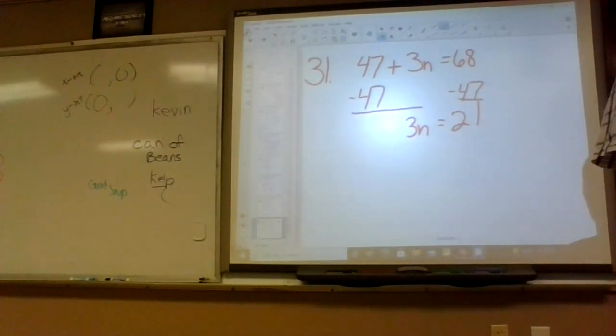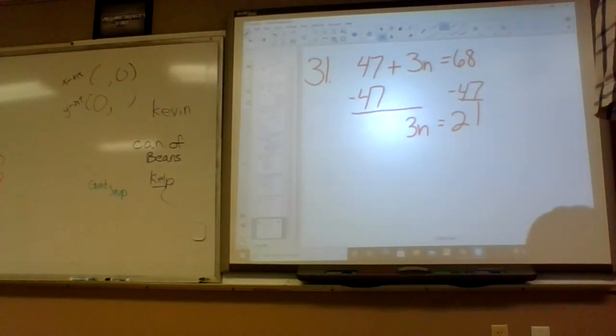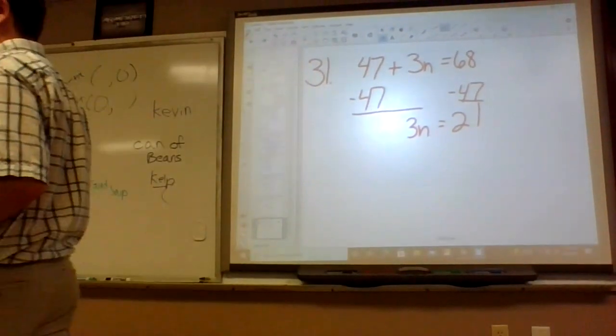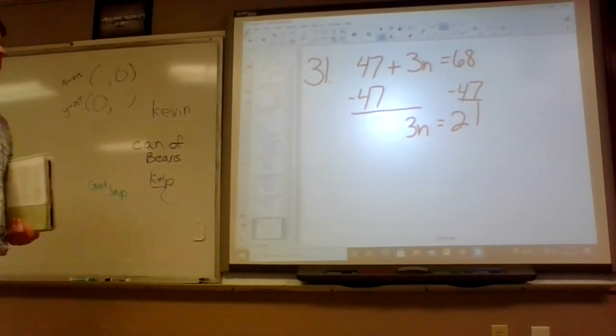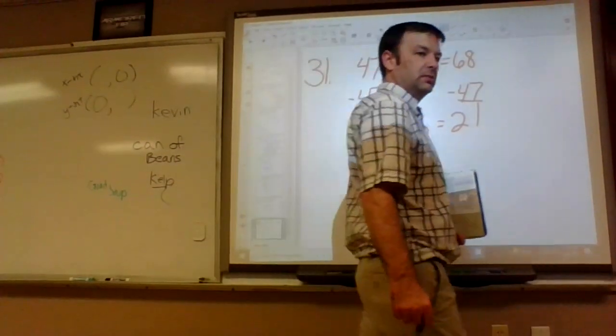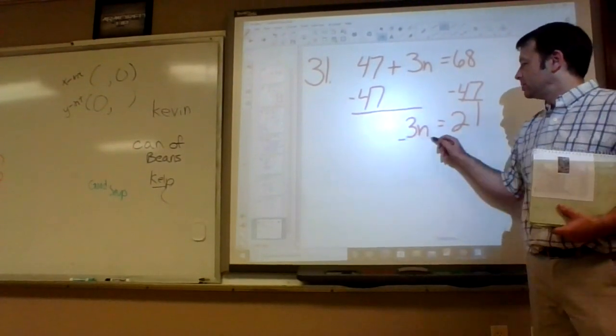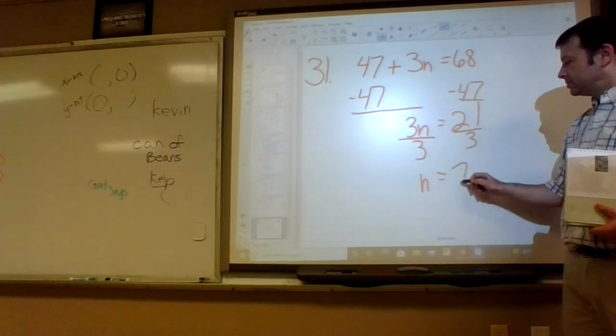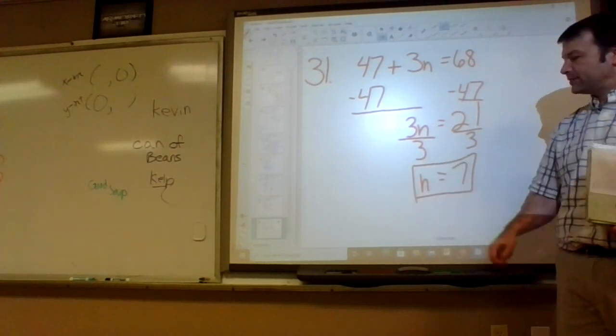So I get 3n equals 21. Divide by 3. That's a funky n. Okay, n is 7.